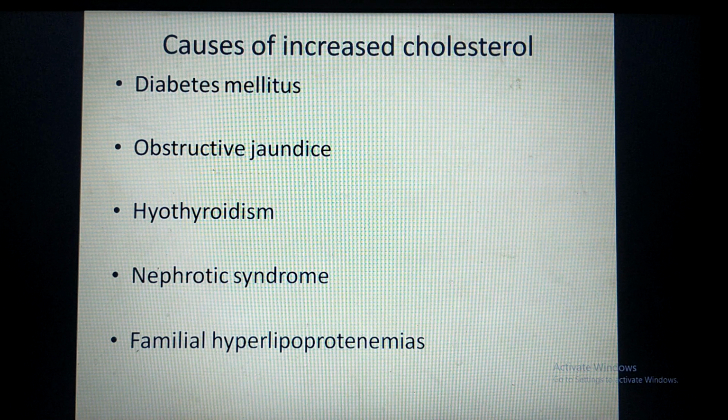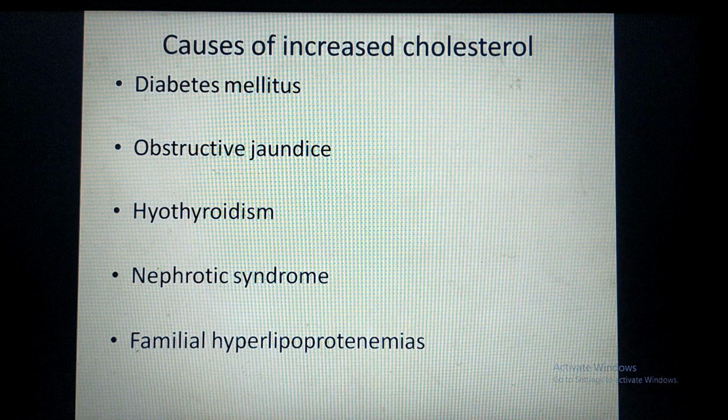In nephrotic syndrome, due to loss of albumin, the osmotic pressure of the blood decreases. To compensate for that, the body will synthesize lipids. Here all types of lipids increase, triglycerides and cholesterol. So this is nephrotic syndrome. And the last cause is familial hyperlipoproteinemia. It is a genetic disorder seen in some patients in which they have high cholesterol levels.